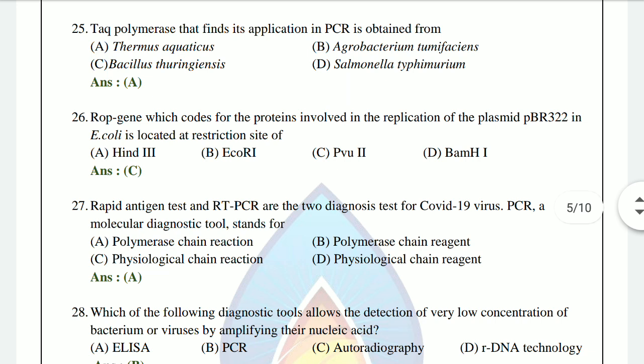Question 25. Taq polymerase that finds application in PCR is obtained from option A, Thermus aquaticus. Question 26. Rop gene, which codes for the protein involved in the replication of plasmid pBR322 in E. coli, is located at restriction site of option C, PvuII. Question 27. Rapid antigen test and RT-PCR are the two diagnostic tests for COVID-19 virus. PCR, a molecular diagnostic tool, stands for option A, polymerase chain reaction.